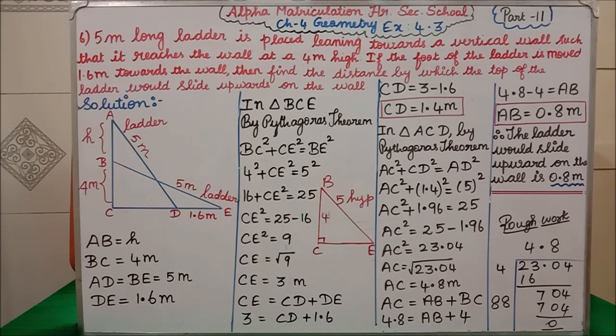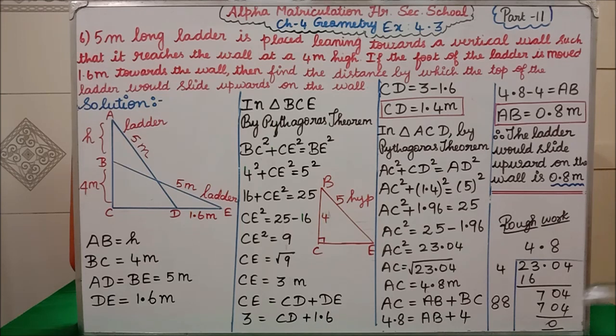But we need only AB length. This length only, this distance only we need, isn't it? So how can we write now? Full length AC, how can we write now? AB plus BC we can write, isn't it? So AC equal to AB plus BC. AC length is what? We have found 4.8 meter. So I have written here equal to AB.